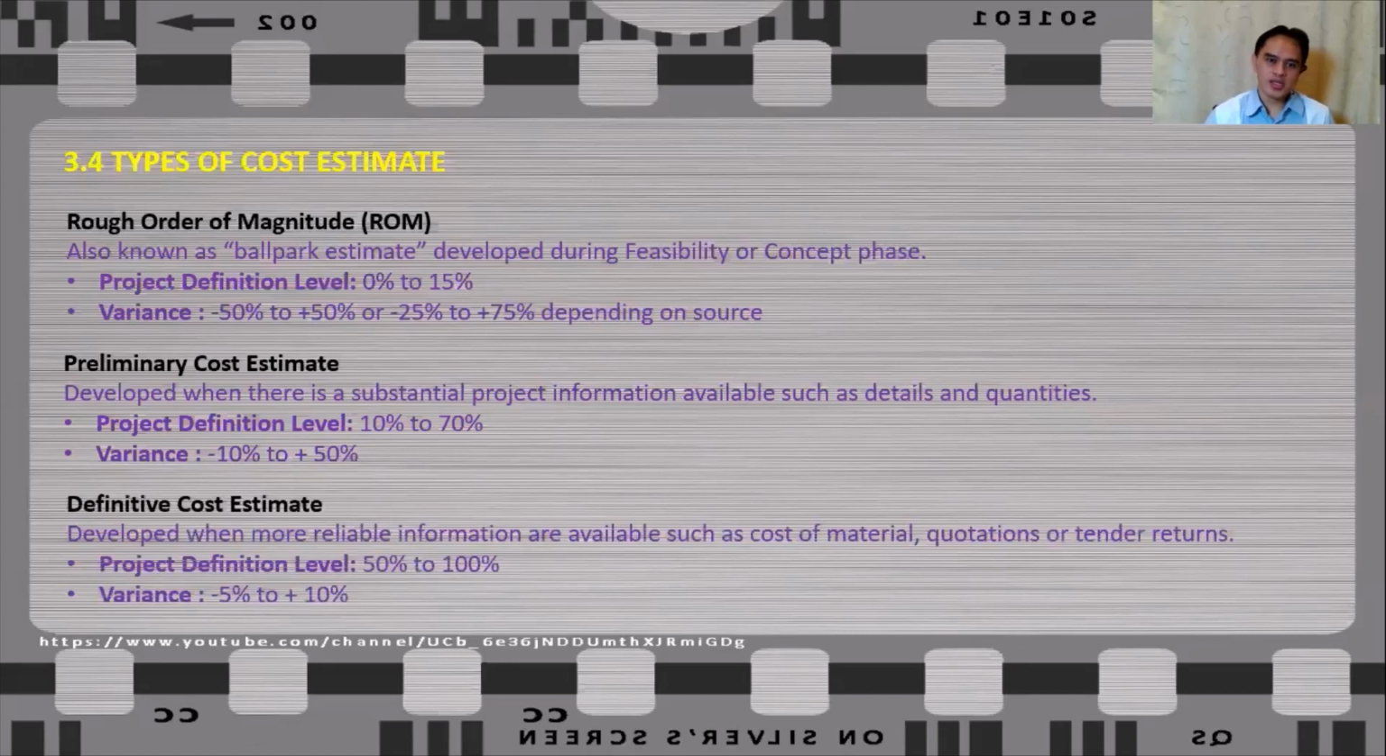So the next is definitive cost estimate. So this is the time where there are more reliable information available, such as the cost of material, the quotations, or tender returns from your tenderer. So it's not only the quantity, but you already have the cost at hand. And during this time, the project definition level can be from 50% all the way to 100% or a fully detailed project. And the variance for definitive cost estimate can range from -5% to plus 10%.